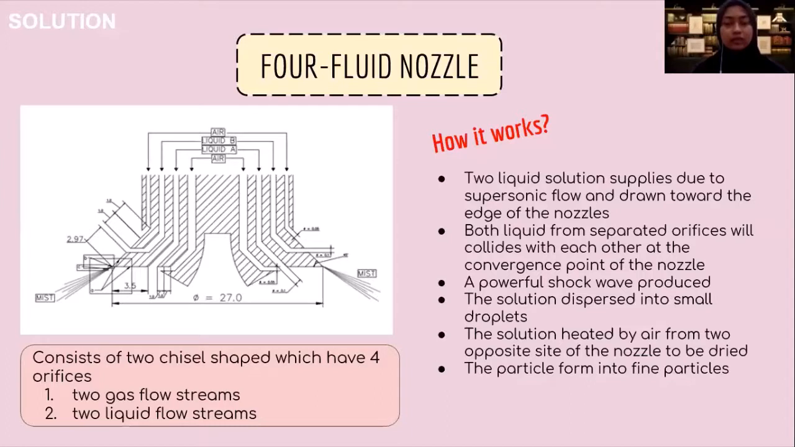How it works: first, the 2 liquid solutions are supplied to the supersonic flow and drawn toward the edge of the nozzle. Both liquids from separate orifices will collide with each other at the convergence point of the nozzle. A powerful shock wave is produced. The solution is dispersed into small droplets, and the solution will be heated by air from 2 opposite sides of the nozzle to be dried. And the last one, the particle forms into fine particles.